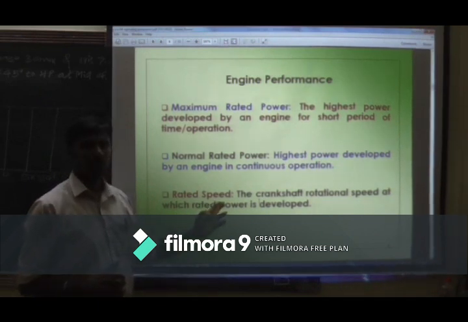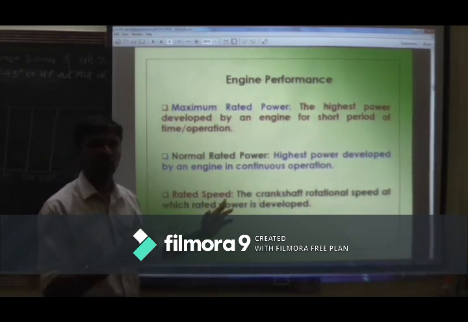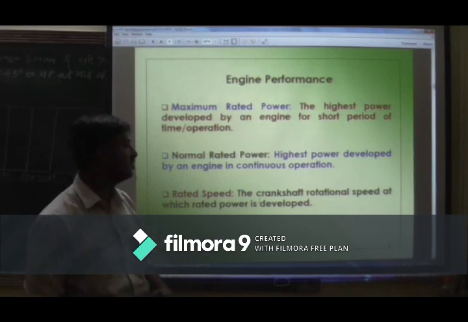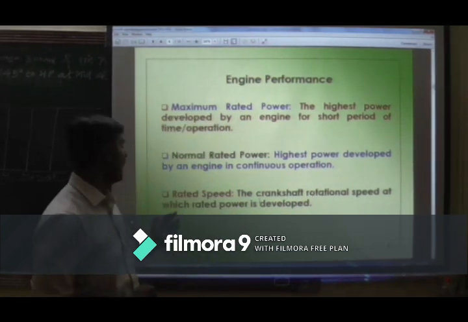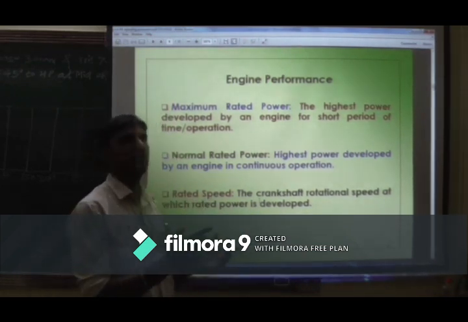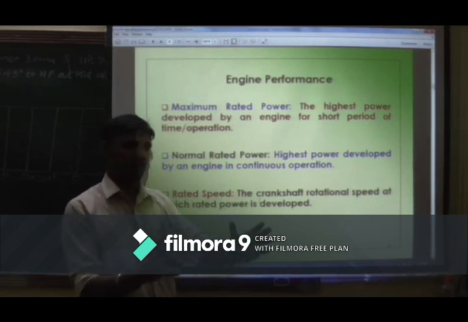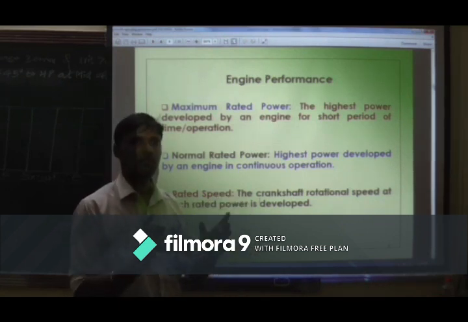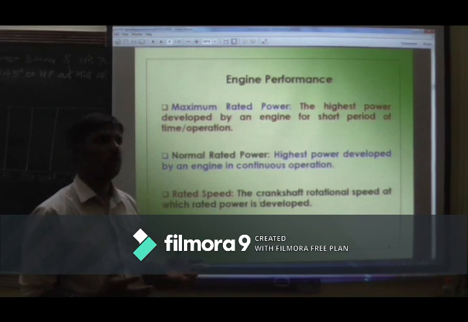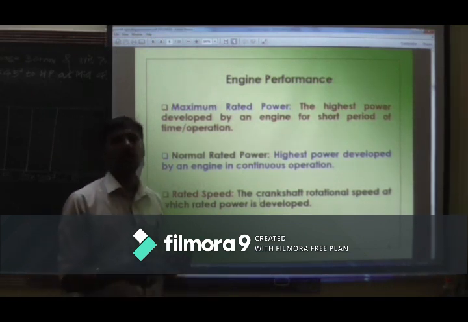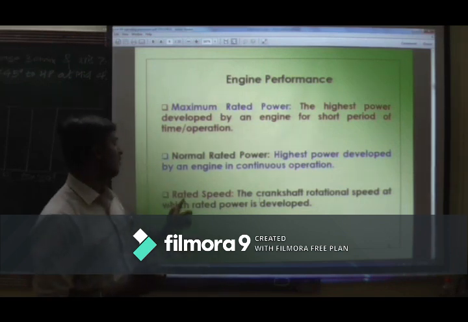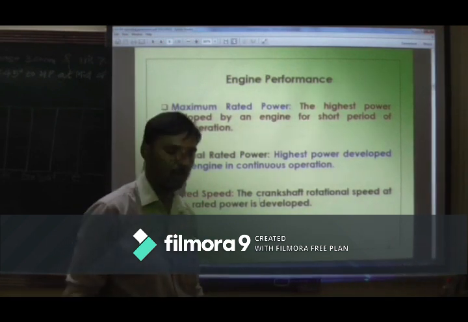Now rated speed. Rated speed is the maximum speed of that vehicle or the maximum speed of that engine. If you are thinking about the engine only, the crankshaft rotational speed at which rated power is developed is nothing but rated speed. As in the example we first discussed, 120 km/h is the maximum speed of that vehicle, which means that will be the rated speed of that vehicle. Or if you are thinking about the engine only, this engine can run at 1500 rpm maximum speed. So that will be the rated speed, and we can get maximum power at that time, rated power at that time.